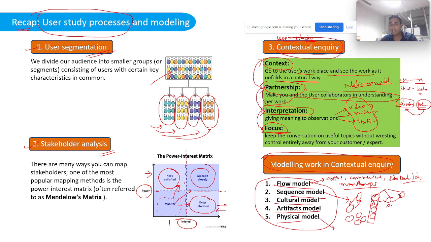Then the physical model represents the physical space, more like the interior design or architecture of a workspace. So how the flow of people, users, and stakeholders happens, where things happen in a particular way. So this represents more like a pictorial representation of the workspace.